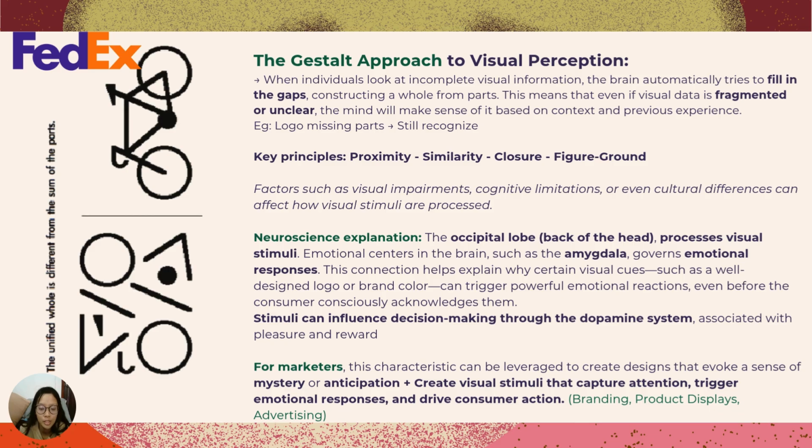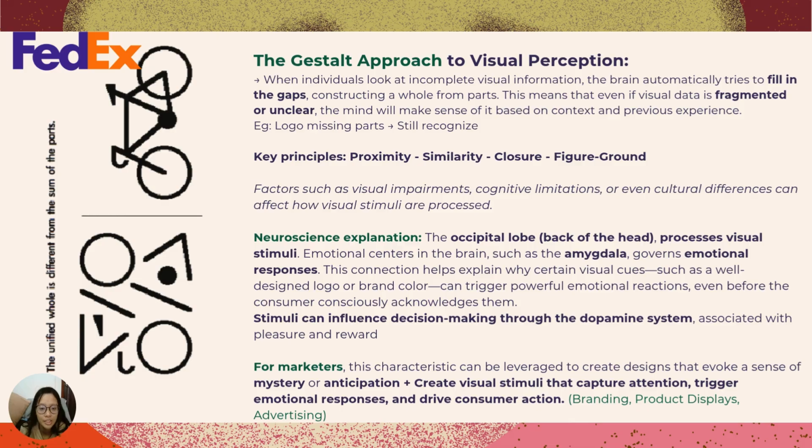Moreover, research in neuroscience reveals that stimuli can influence decision making through the dopamine system associated with pleasure and reward. For instance, consumers are more likely to make a purchase when visual cues like appealing product packaging or a bright, inviting store design activate the brain's pleasure centers. This phenomenon is why companies invest so heavily in the visual appeal of their products and services. And in marketing, visual cues are not only about what is seen, but about how seeing influences behavior and decision making.